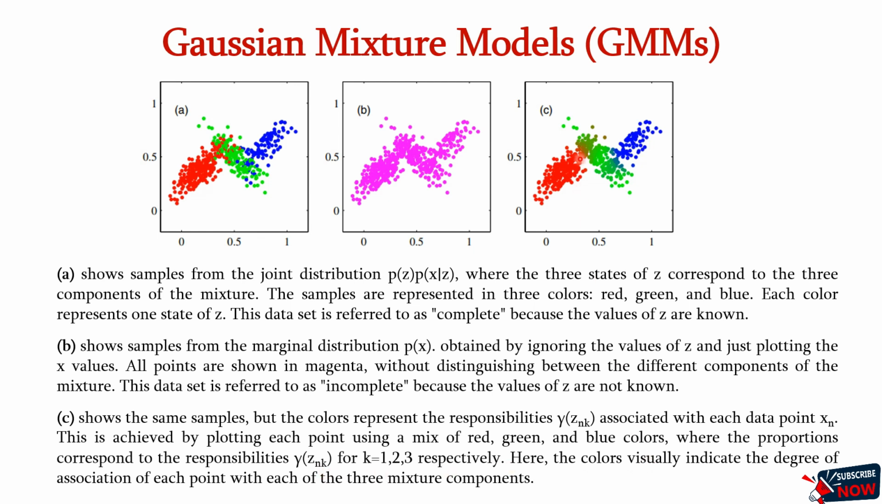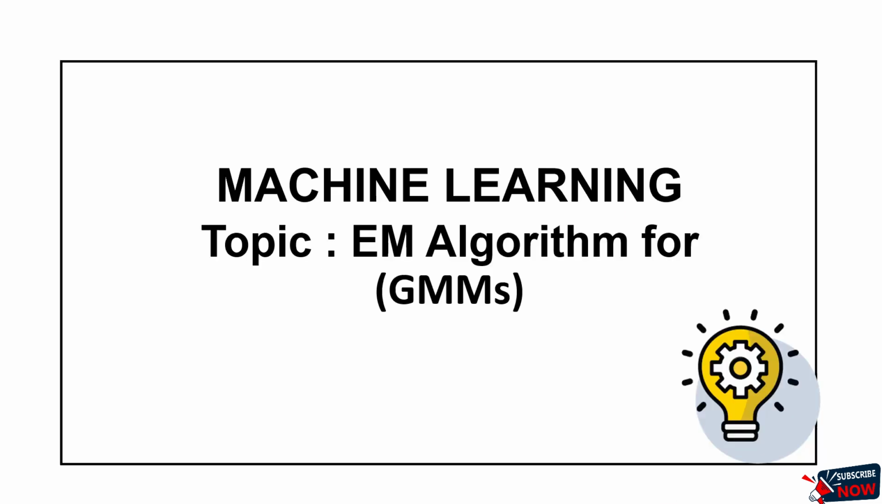Here, these colors visually indicate the degree of association of each point with each of the three mixture components. So all these points belong to the red cluster, these points belong to the green cluster, and this one belongs to the blue cluster. But in the overlapping regions, we can see that it is a mix of red and green. So it can have either the probability of belonging to red or green. In the same way here it belongs to either blue or green. So it is the mix of blue and green color.